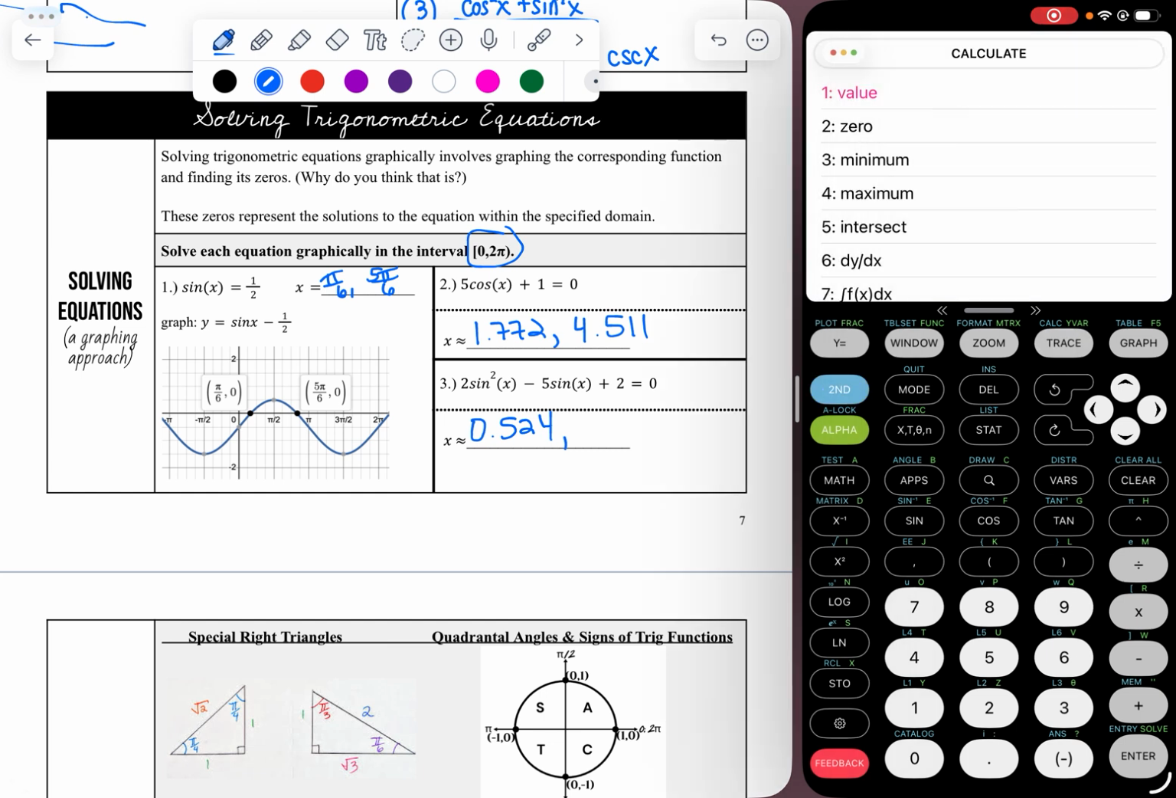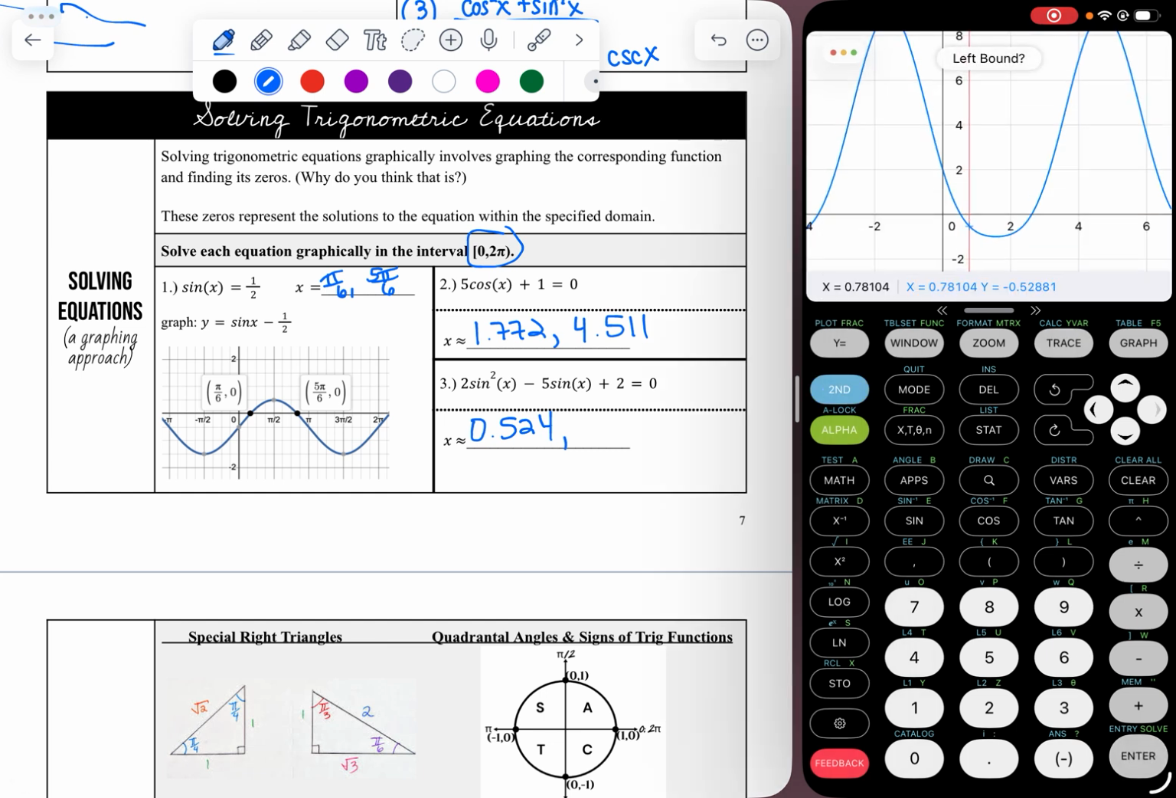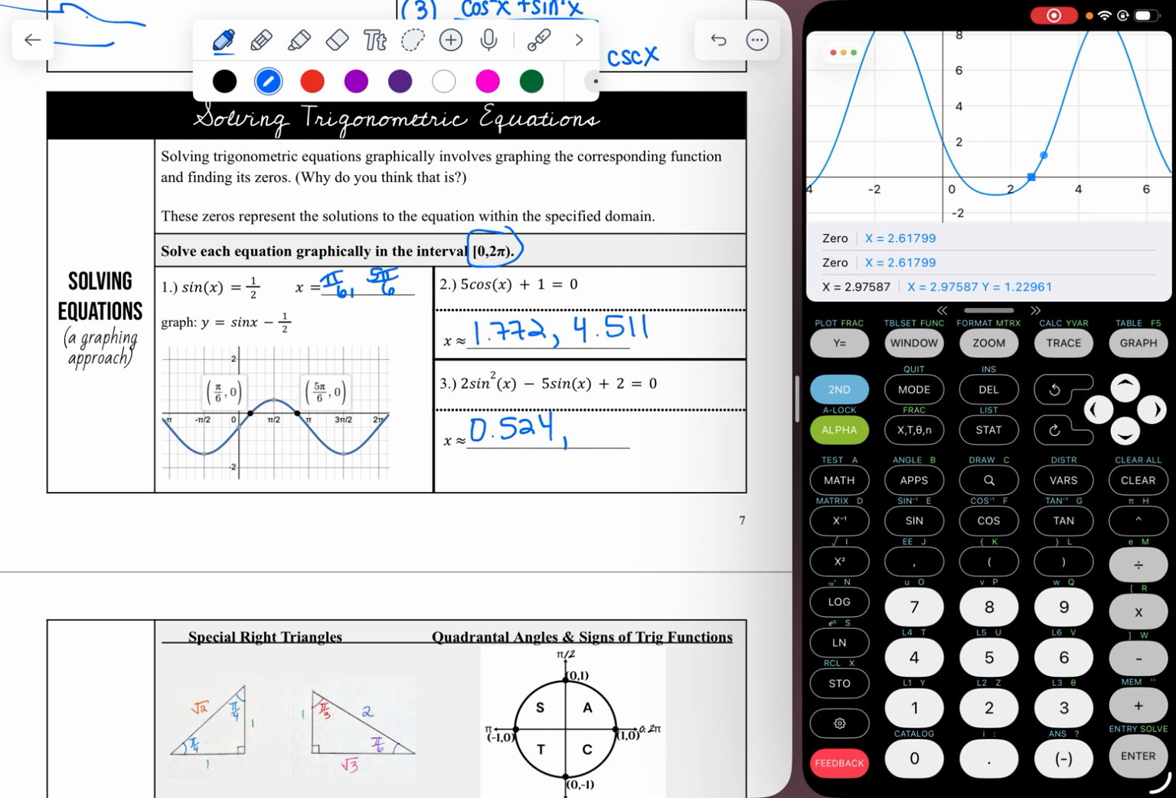Now let's find the other one. Second trace to bring up the calculate menu, choose option 2 for 0. Use those left and right arrows to move the cursor to the left of it, just prior to it, and then to the right of it, and enter one more time on the actual calculator. So you've got 2.618 for the other solution there.